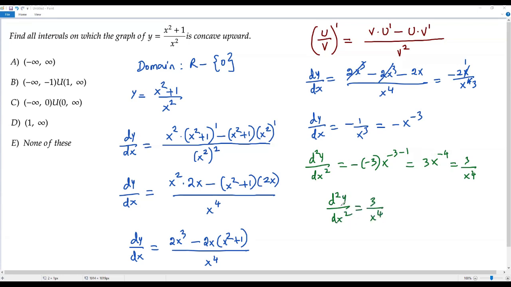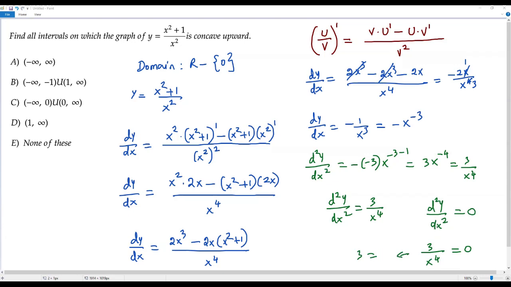According to what I explained before I started solving this question, once we get d square y over dx square, it has to be equated to 0 and solved for x. When I equate the second derivative to 0, what will happen? I'm getting 3 over x to the fourth power equals 0. Will I be able to solve for x in this equation? No. Even if I multiply both sides by x to the fourth power, this equation will become 3 equals 0. It's a false statement.